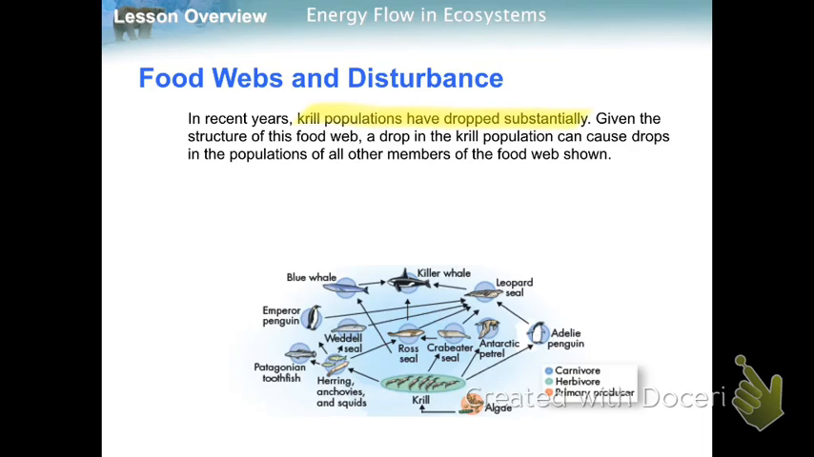Krill populations have dropped substantially over time, and so you take a look. Here is where the krill link of the food web is. A drop in the krill population can cause drops in the populations of all of the other members of the food web because it's kind of at the base.